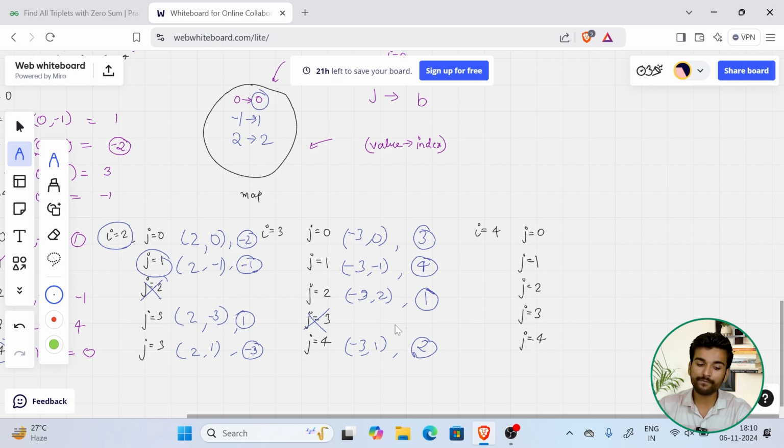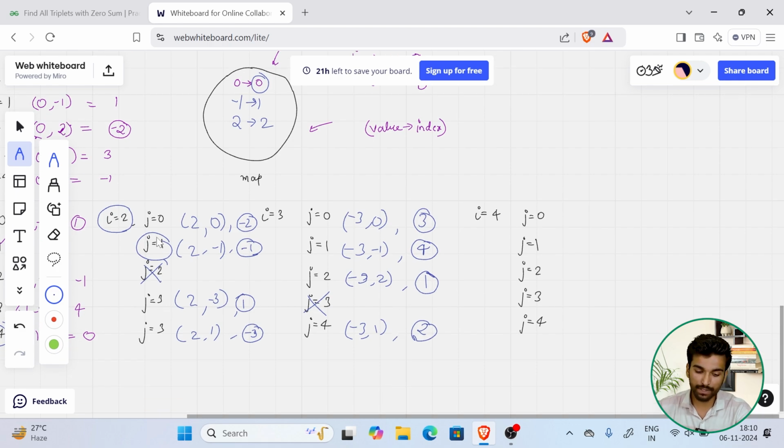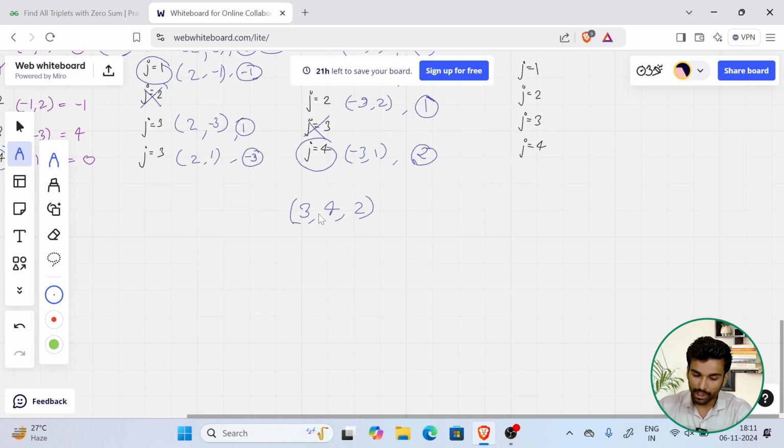So let's see if they have different indices. The first index is I, that is 3. The second index is J, that is 4, and the third index is 2. Here you can see that we are getting three different indexes, that is 3 comma 4 comma 2. So this is a valid triplet, and I will sort them, so it will become 2 comma 3 comma 4.